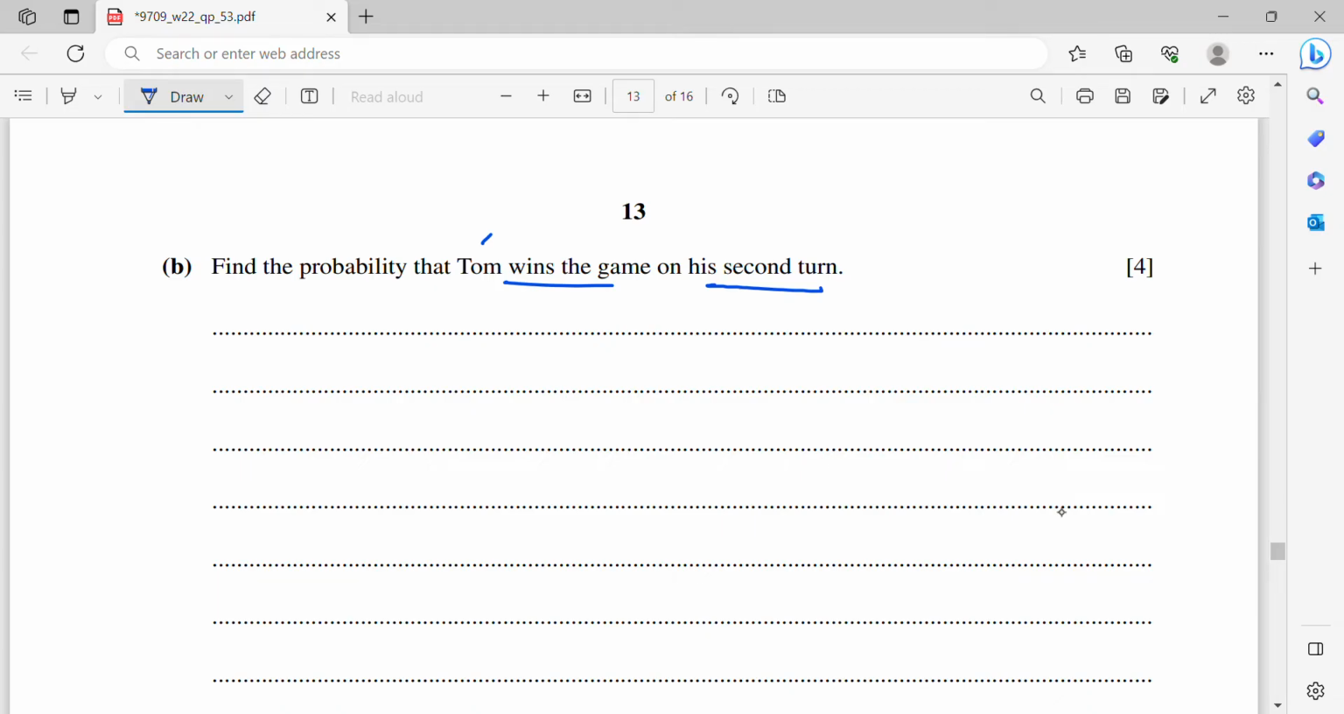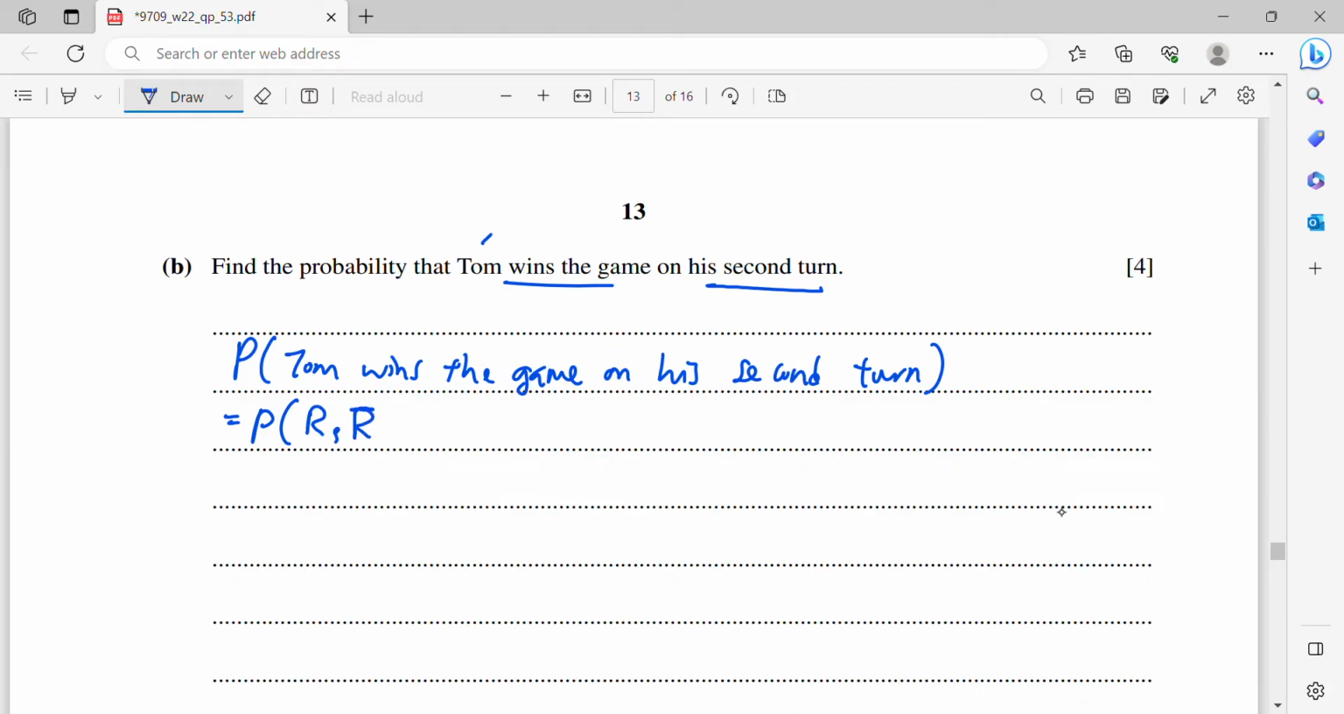So now I will write P(Tom wins the game on his second turn). That means, since Sam starts first, maybe Sam gets red, and then Tom gets red, right?